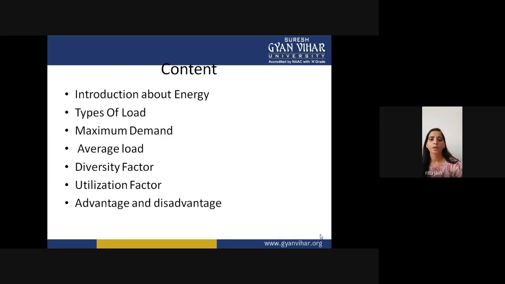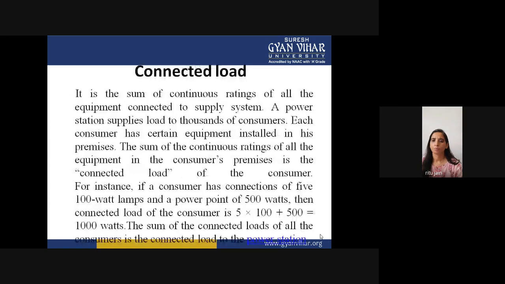There are some factors and definitions which are very important for the analysis of your power plant, load curves, and electricity calculations. These are average load, diversity factor, utilization factor, and some other definitions we will discuss in this lecture, and what the advantages and disadvantages of these curves are.